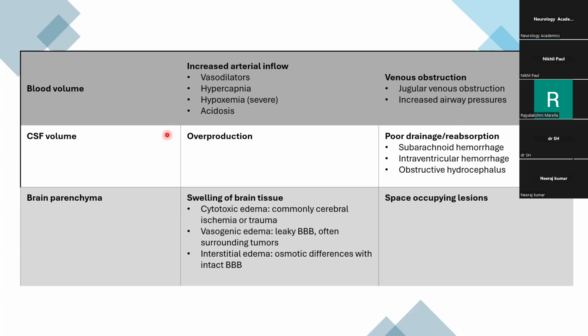Secondly, a similar situation can occur when there is an increase of CSF volume within the brain. It can be due to overproduction or poor drainage, as in obstructive hydrocephalus. And most importantly, there are brain parenchymal issues. As I told, it can be directly due to a space occupying lesion such as a malignant or non-malignant tumor, or due to brain swelling, which is the edemas, which we will discuss later on.